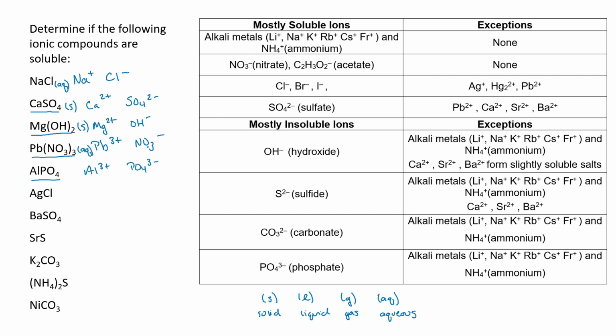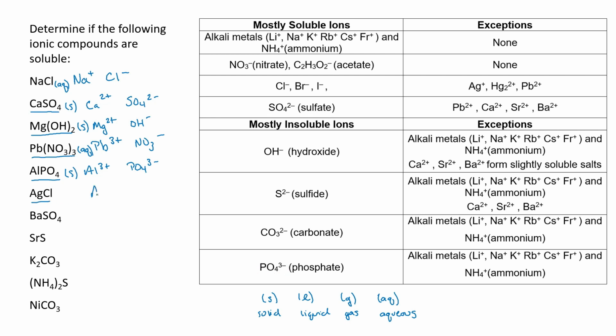Let's see what I can find. I'm not seeing aluminum on my left-hand column, but I am seeing phosphate way down here at the bottom. Okay, so phosphate is under a mostly insoluble salt. Let's see if aluminum is an exception. So my exceptions for my phosphate are only my alkali metals and ammonium, which aluminum is definitely not a part of. So aluminum phosphate is going to be an insoluble salt. So there is its S.